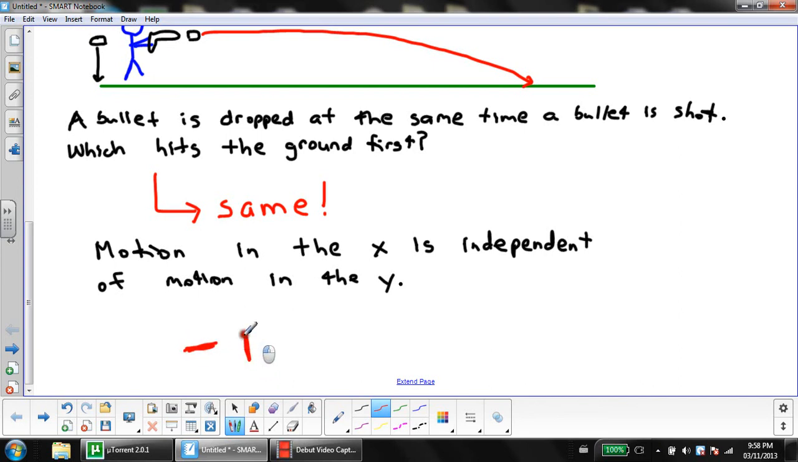So when we do questions like this, we are either going to work in the x or we're going to work in the y. We are not going to work in both simultaneously. We will not work in both simultaneously. You have to pick, decide where you know the most information and start there.